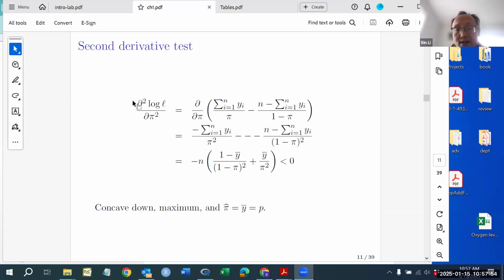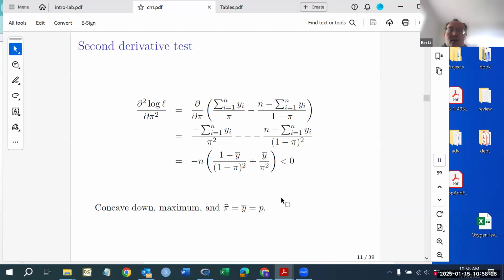Okay, so we take the second order derivative, and we can easily show this is negative. So then we can prove that the MLE, the maximum likelihood estimate of pi, is equal to the sample proportion. Okay, so that just gives you a taste of how we get the MLE, and we can use the MLE to estimate the parameter.